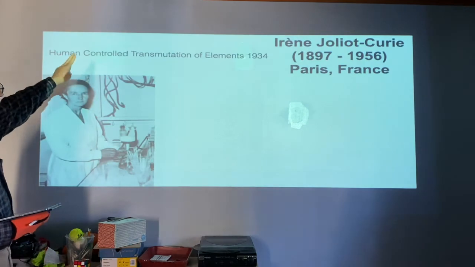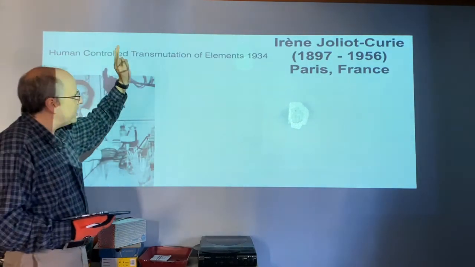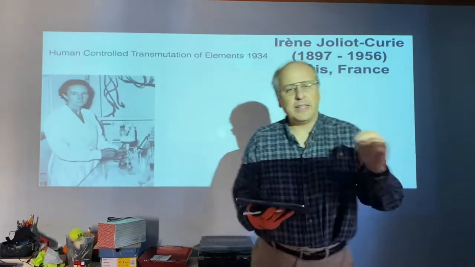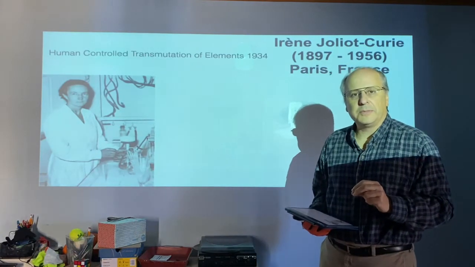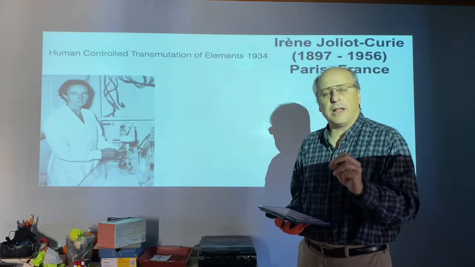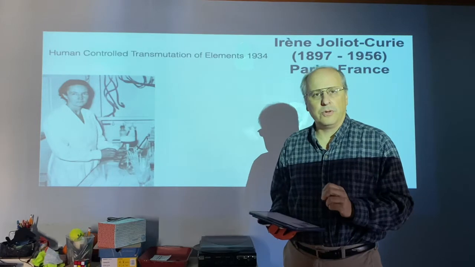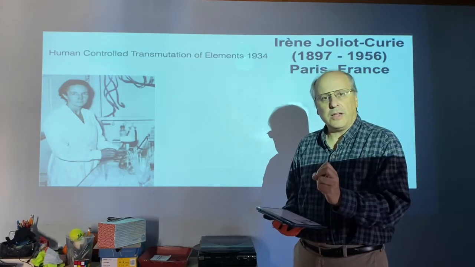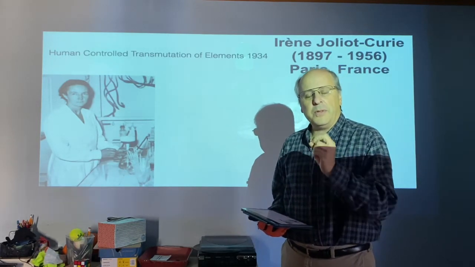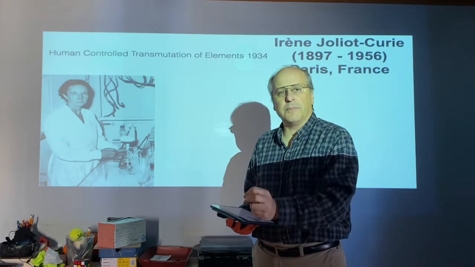We have human controlled transmutation of elements, 1934. What this means is we didn't wait for elements to decay on their own. We took stable isotopes and we made them change into something else.